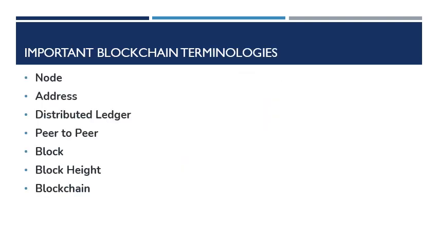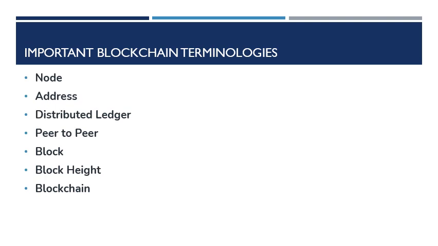So after seeing the features of blockchain, now we are going to discuss the important blockchain terminologies. The first terminology we are going to discuss is a node. A node is nothing but a member of the blockchain network. The next terminology is address. An address is a string of alphanumerical characters which identify an entity in the blockchain network. It is used to send and receive cryptocurrency transactions.